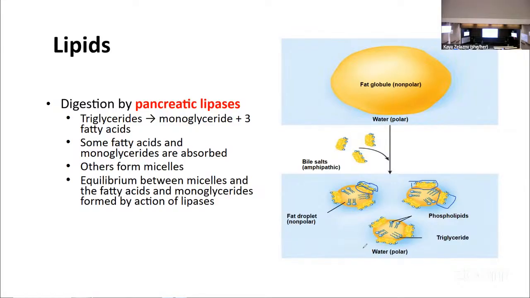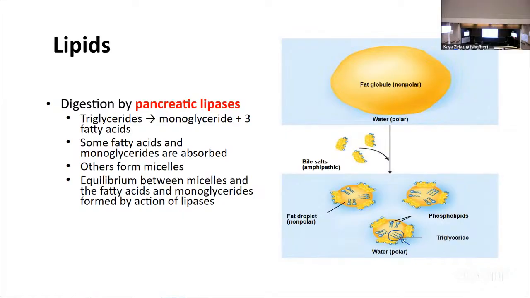Okay. So now once we have these smaller fat droplets, we're at a point where we can actually start to break apart our triglycerides. Okay. So that is the job of the pancreatic lipases, a digestive enzyme, right? So our actual enzymes are going to start to attack here, right? So they're going to come in to get our triglycerides, and they're going to start to chop them apart, basically, which we'll see on the next slide.